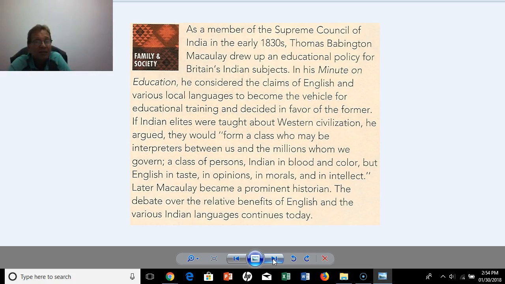If Indian elites were taught about Western civilization, he argued, they would, quote, form a class who may be interpreters between us and the millions whom we govern. A class of persons Indian in blood and color, but English in taste, in opinions, in morals, and in intellect, unquote. Later, Macaulay became a prominent historian, and the debate over the relative benefits of English and the various Indian languages continues today in the subcontinent.